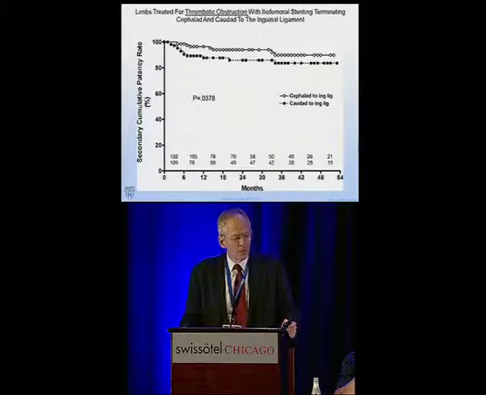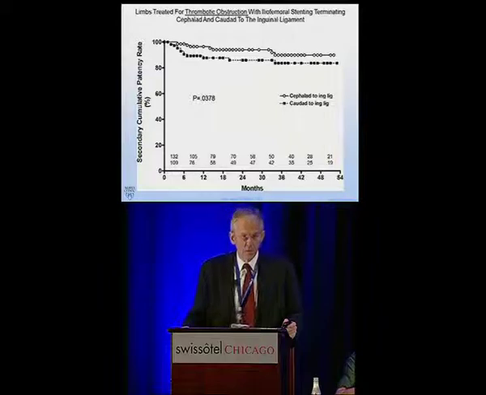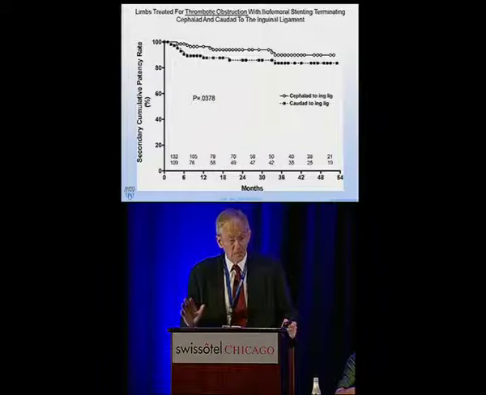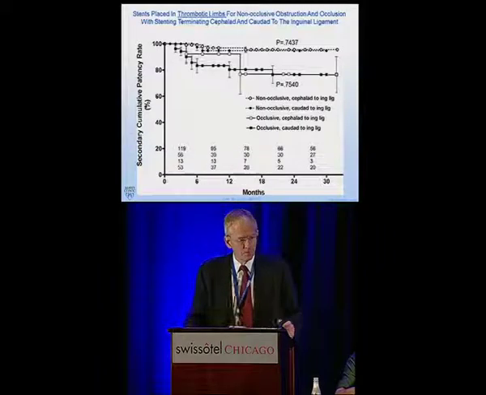If they looked at only thrombotic obstructions, they found that there was still a significant difference. So in the patients with thrombotic or post-thrombotic obstruction, if the stent extended below the inguinal ligament, there was a lower patency rate. Not significantly, but not by much.